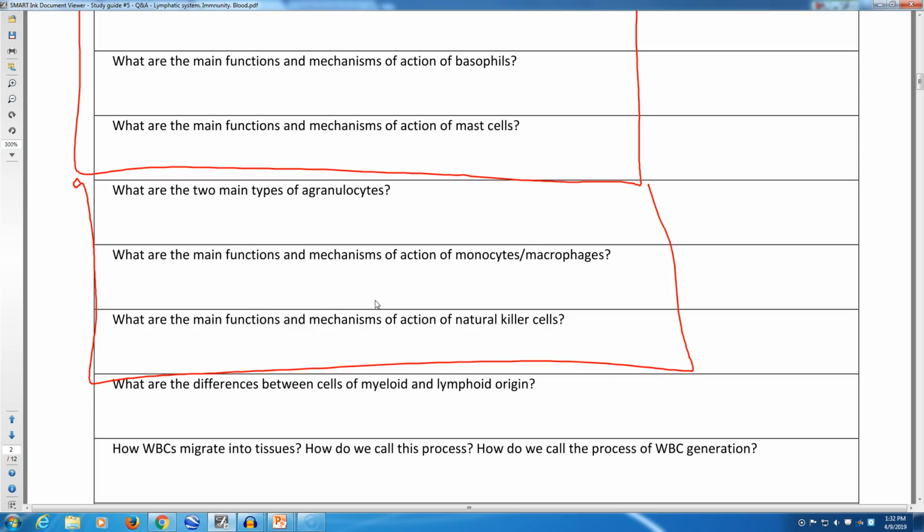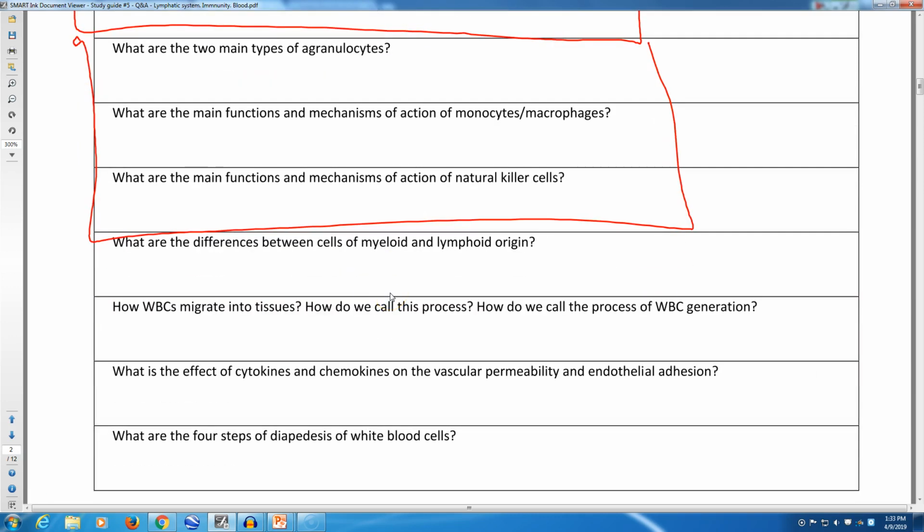Now, functions and mechanism of action for the cells. I'm not going to go into molecular details. Basically what I'm asking is, are they phagocytic or not? Can they cause apoptosis or not? Do they stimulate inflammation or not? Am I clear?